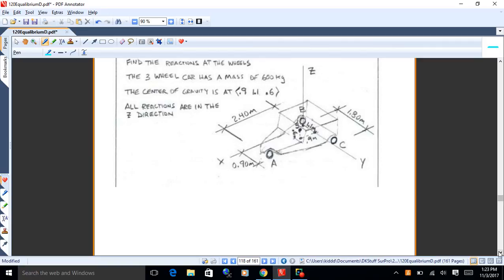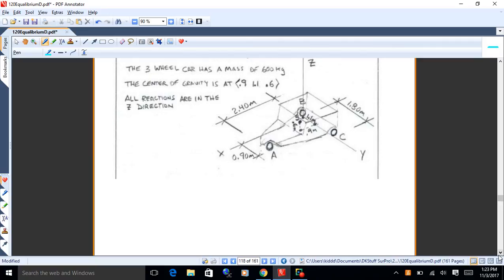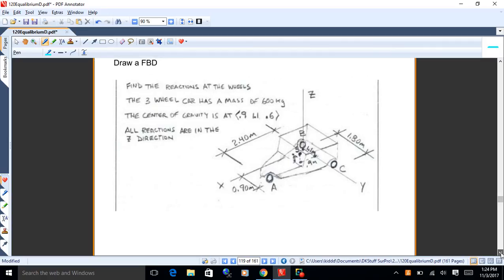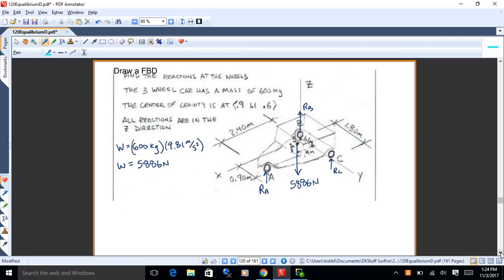Let's find the reactions at the wheels. Mass of 600 kilograms, center of gravity, I give you the coordinate of that. All reactions are in the z direction, okay? So everything's pushing up. We've got a weight and then one force per wheel, pushing up on the wheels, and the weight is applied at the center of gravity. So remember to get that mass turned into a weight, and then we've got RA, RB, and RC pushing up on each of the wheels.